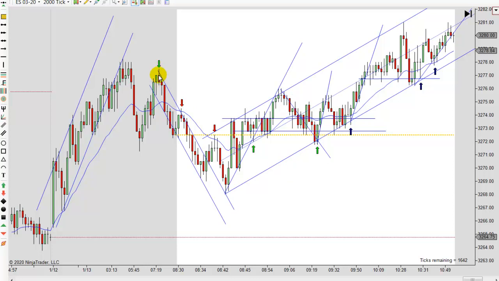This one was a little bit aggressive, but we're a little bit away from the EMA. There is a hidden second entry there based on one leg up, push down, second leg up, and then it turns down.